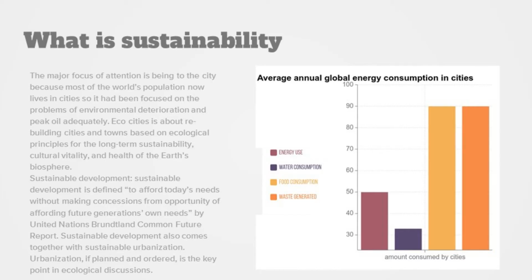Now to my topic. But first, I'm going to start with what sustainability is. Sustainability is defined by the Brundtland Common Future Report in the UN as the ability to afford today's needs without making concessions from the opportunity of affording future generations' needs. This means sustainable development goes hand in hand with sustainable urbanization. Urbanization, if planned and ordered, is the key to achieving a very ecologically sustainable and efficient design.